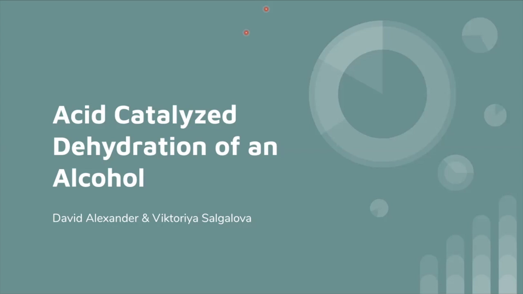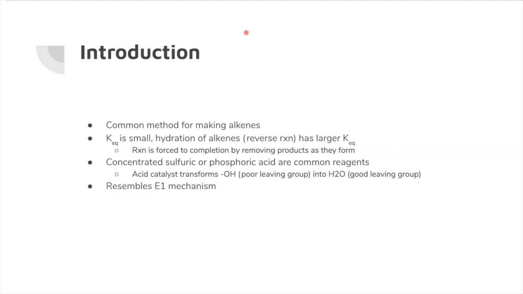Viktoriya and I's mechanism was the acid catalyzed dehydration of an alcohol. So this reaction is a very common method for making alkenes.